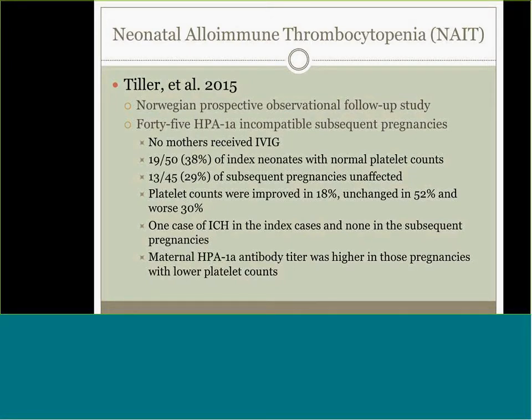There was a recent study looking at subsequent pregnancies in a population of Norwegian families that had been screened for having HPA-incompatible infants. And others received IVIG. Because these were low-risk families, they were just picked up on screening for having HPA1A incompatibility. And in those index neonates, 38% had normal platelet counts. In the subsequent pregnancies, 29% were affected as well.